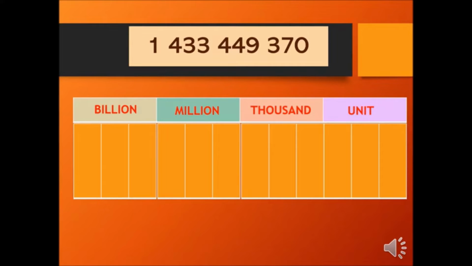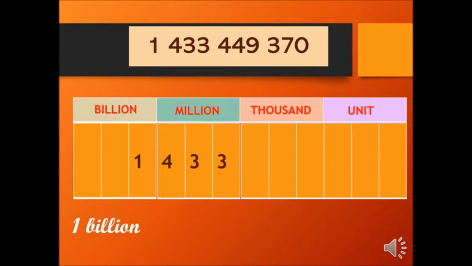In the period of billion, the digit that we have there is 1. When you are asked to read this number, we need to read the number first, 1, and say the period's name. So let's read it as 1 billion. So we're done with the first, or the largest, period in this number. The second thing that you must do is to write this group of numbers in our place value chart.